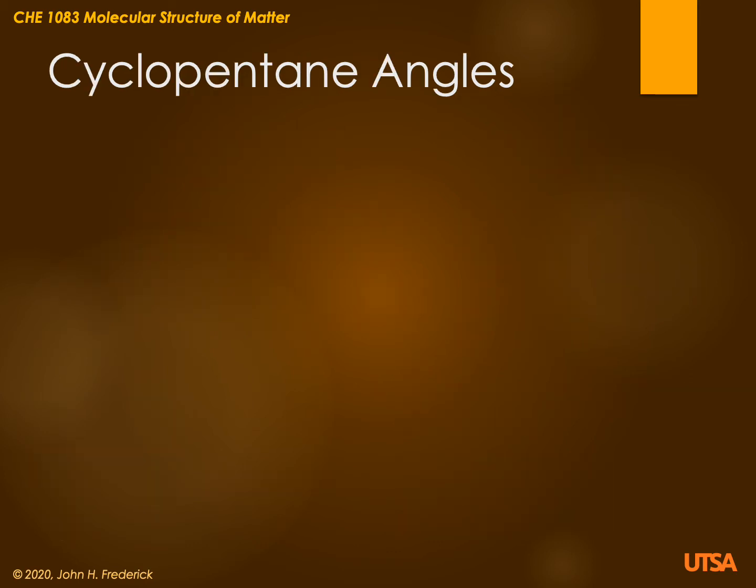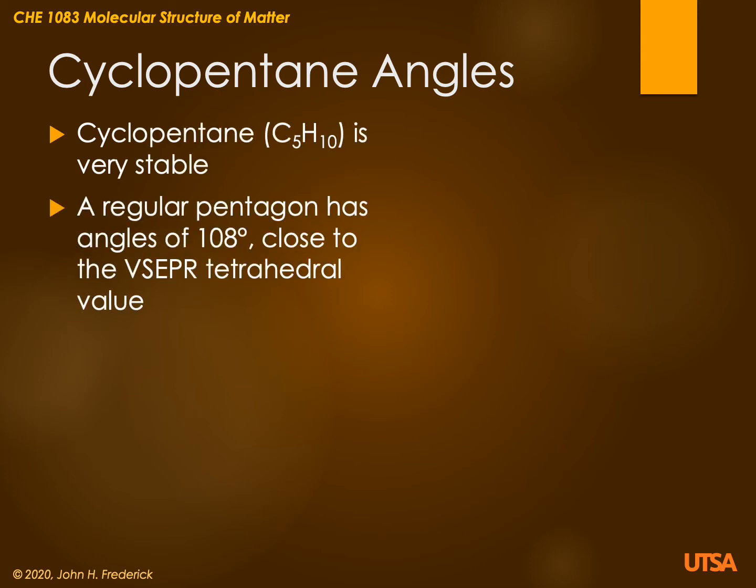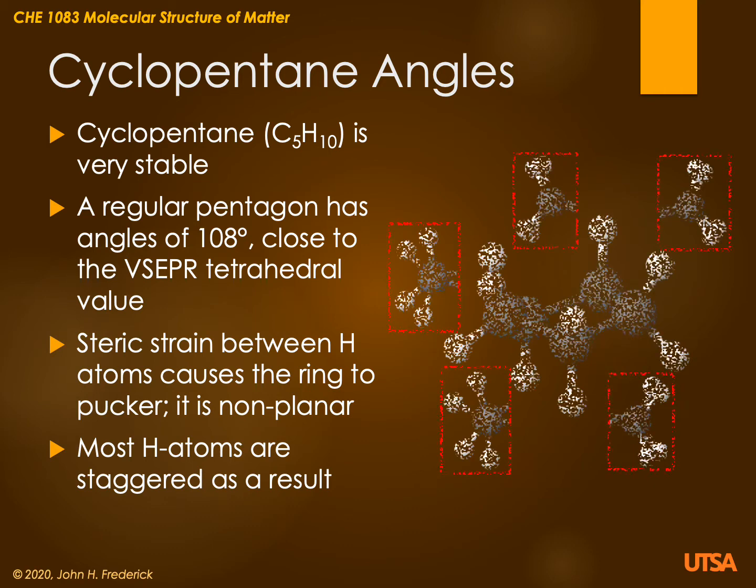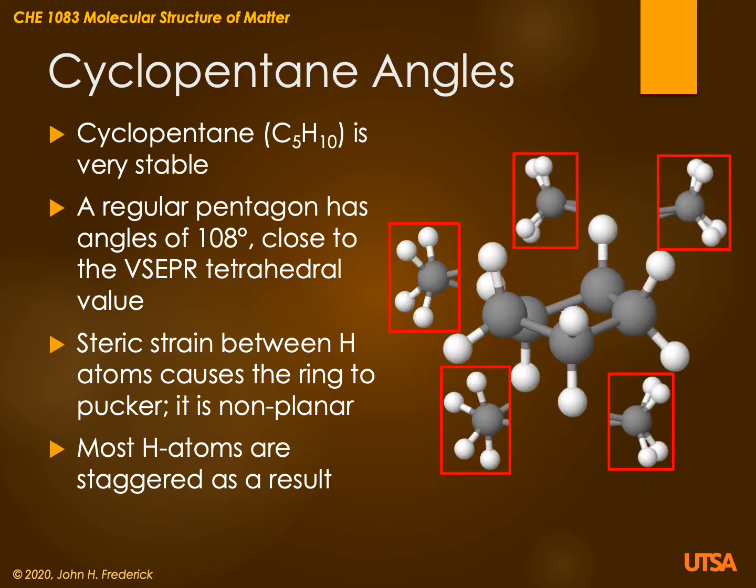When we go to bigger rings like cyclopentane, this is no longer an issue. Cyclopentane is very stable. A regular pentagon has angles of 108 degrees, so this is very close to a VSEPR model tetrahedral value. However, we still need to think about the steric strain between hydrogen atoms that are on adjacent carbons. These cause the ring to pucker, so it is non-planar. Most of the hydrogen atoms are staggered now as a result of this puckering.